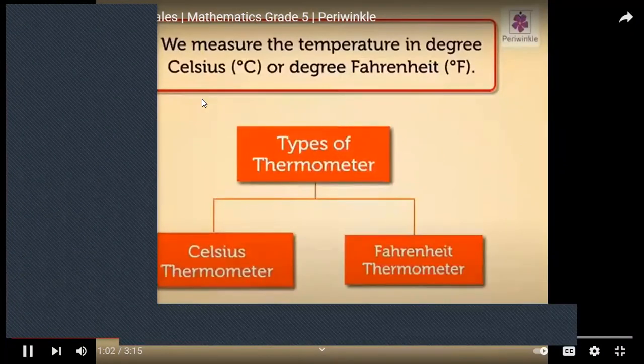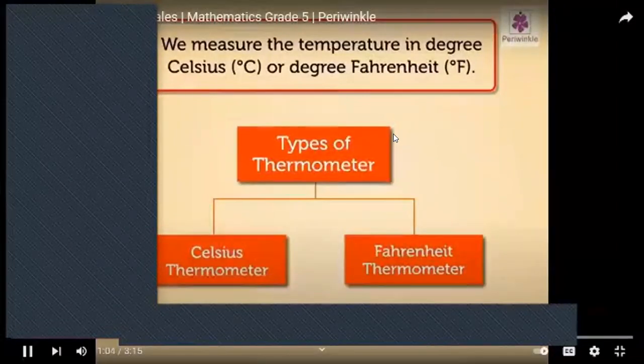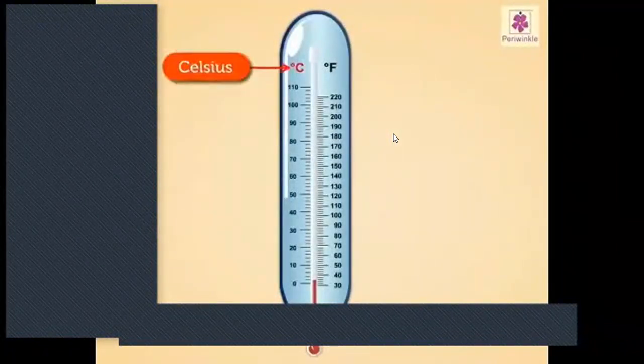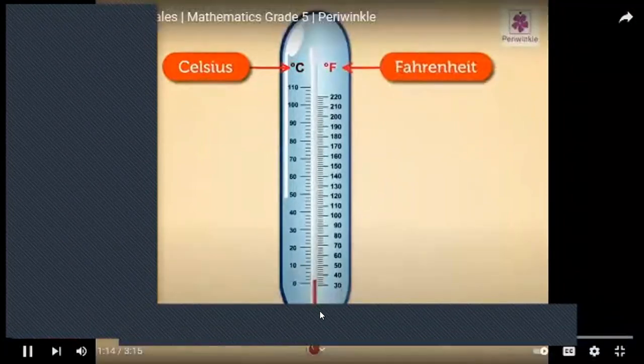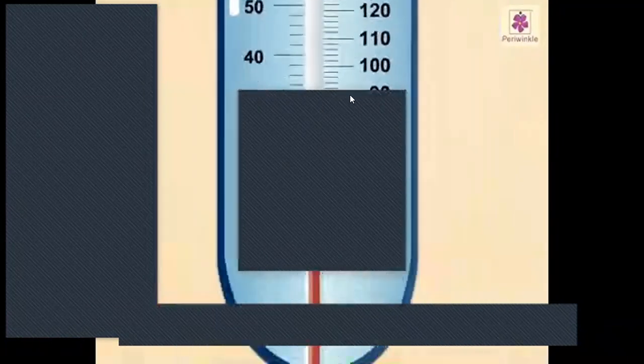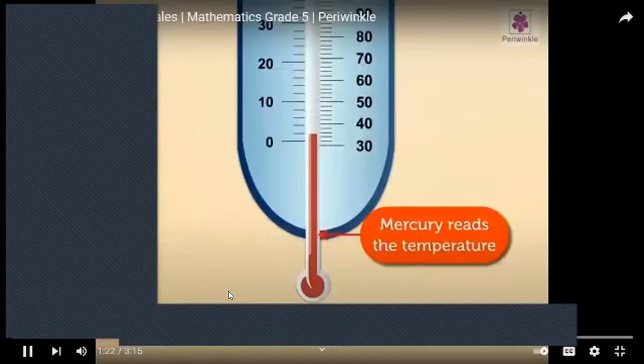They are the Celsius thermometer and the Fahrenheit thermometer. Now, look at this thermometer. It has both Celsius and Fahrenheit scales. Each black line indicates 2 degrees. Mercury is used in this.